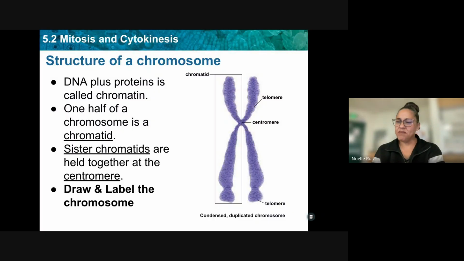We also use the female a lot, like sister chromatids. We don't say brother chromatids. Or we'll see in the end, we'll end up with two daughter cells, not two son cells. Again, I don't know why. There's a reason, I just don't know it.